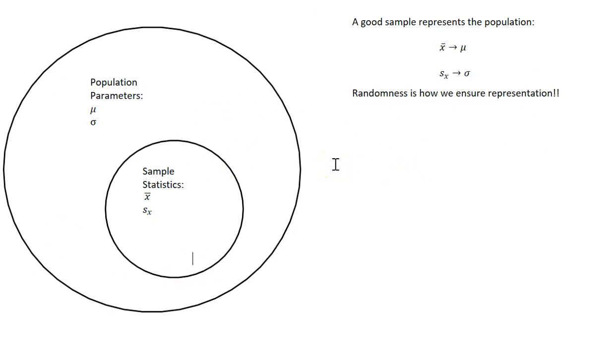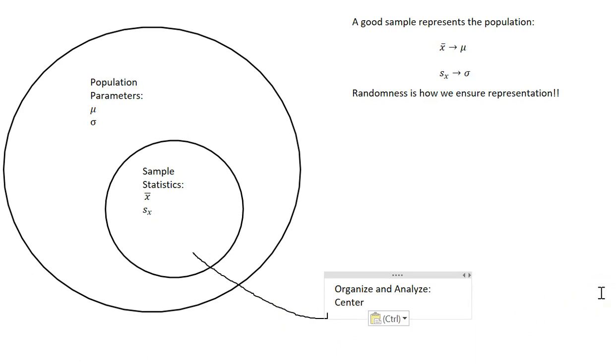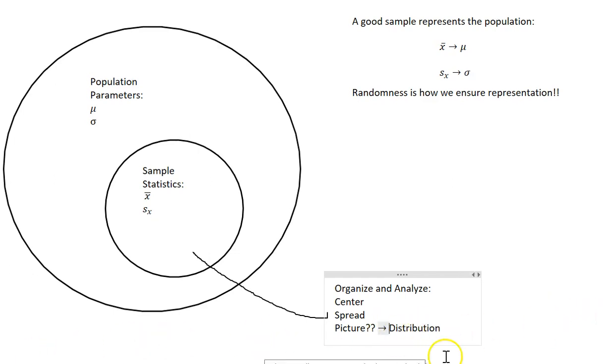So this is what we started talking about in the first week or two, and then we started to talk about what to do with a sample, right? So once we have a sample, we want to organize this sample, okay? We want to organize and analyze our sample, right? We're interested in things like what is the center, what is the spread, and what does this graph look like once we plot it out, right? And this leads us to what we were calling the distribution, right?